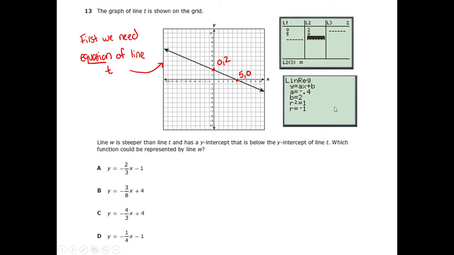Now maybe that wasn't the hard part of the problem. Maybe the hard part of the problem was the word steeper. That can be tricky. Steeper means the line has to be more vertical looking than this line. So it has to be more up and down. It has to drop at a steeper slope. That's where they're getting the word steeper. So it can't be flatter. That's another way to say it. And the y-intercept has to be below 0, 2. So it can't be above 0, 2.